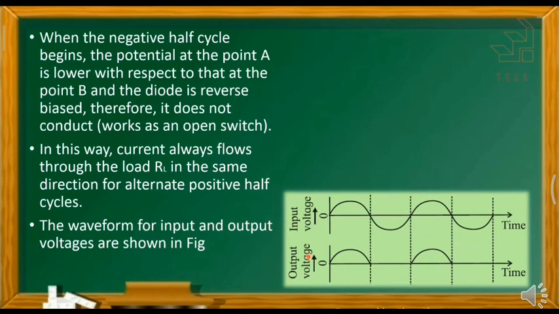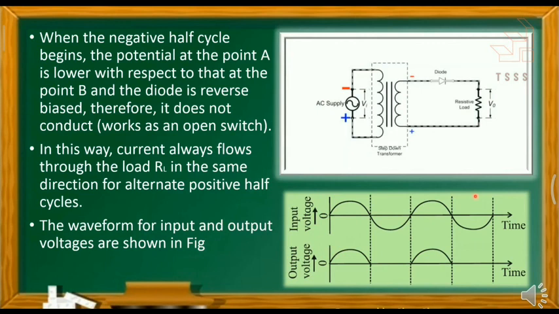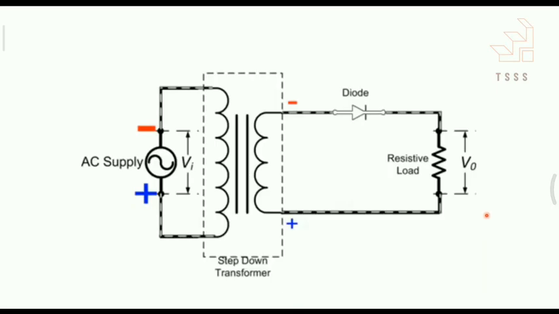This is about the diode as a half wave rectifier. This is the circuit diagram. Next class I will explain the diode as a full wave rectifier. I think after the full wave rectifier the chapter will be completed. So this dotted line is the step down transformer.